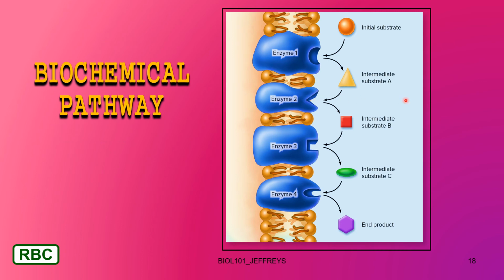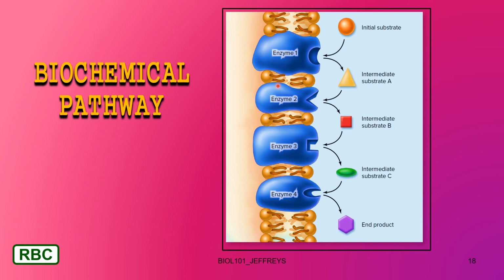And so here's an example of a biochemical pathway. So we have 4 enzymes here, enzyme 1, 2, 3, and 4. You can see that each has a different shape active site, right? And so the initial substrate binds to enzyme 1. Enzyme 1 does its job, releases its product, which is now like this triangle shape. And we call this an intermediate substrate. It binds to, and you can see that these are all connected together.